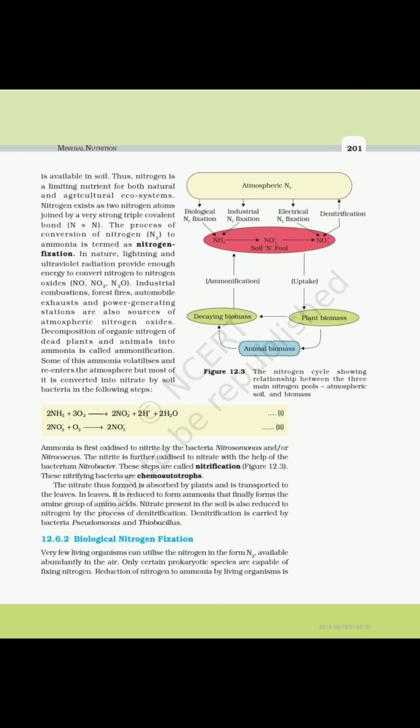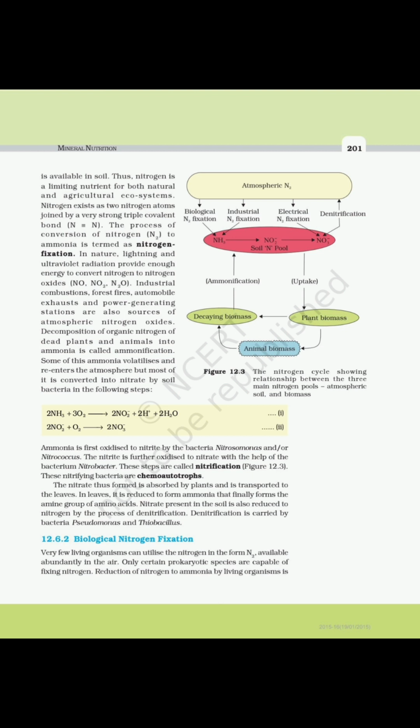Decomposition of organic nitrogen of dead plants and animals into ammonia is called ammonification. Some of this ammonia volatilizes and re-enters the atmosphere, but most of it is converted into nitrate by soil bacteria in the following steps. 2NH3 + 3O2 → 2NO2⁻ + 2H⁺ + 2H2O. 2NO2⁻ + O2 → 2NO3⁻.